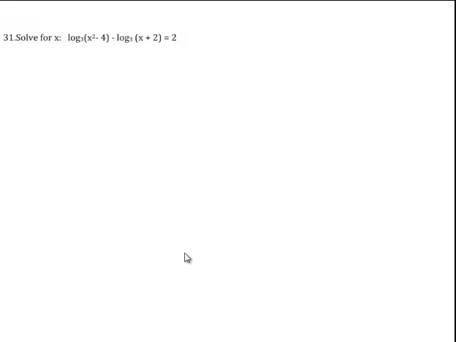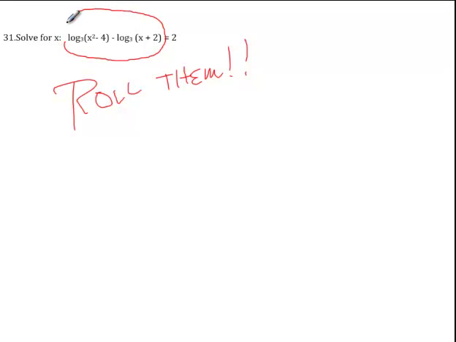Oh, logs, logs. Every time you see a log, roll them. Okay, so first I'm going to combine these two logs right here because these bases are the same. All right, so subtraction means it must have been a division problem. So I have log 3 of x squared minus 4 over x plus 2 equals 2.